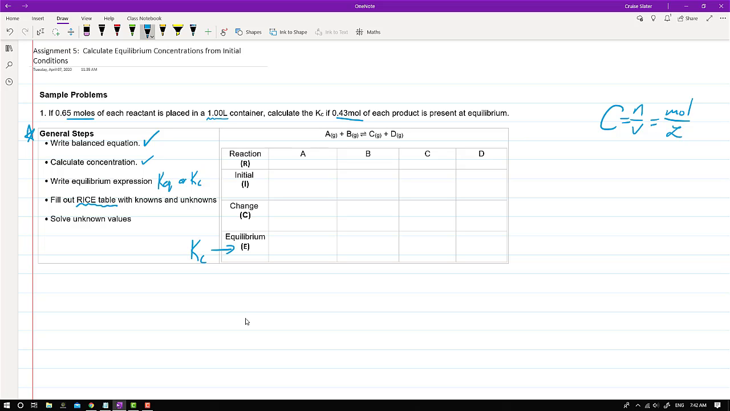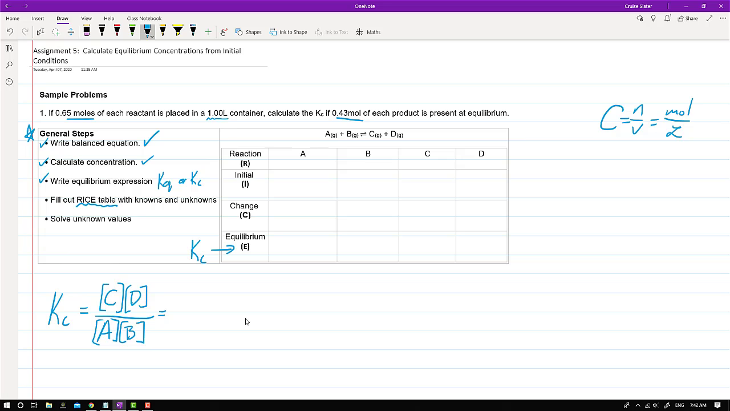We're going to write our equilibrium expression. So our Kc is going to equal [C][D]. Remember, square brackets represent concentration, and that's going to be over [A][B], our 2 reactants. So we'll multiply those. Okay, so we're checking off these as we go.